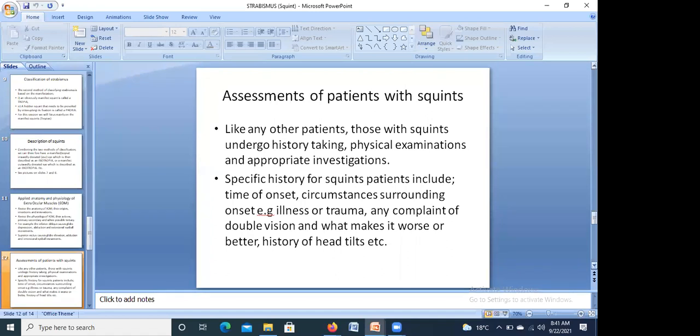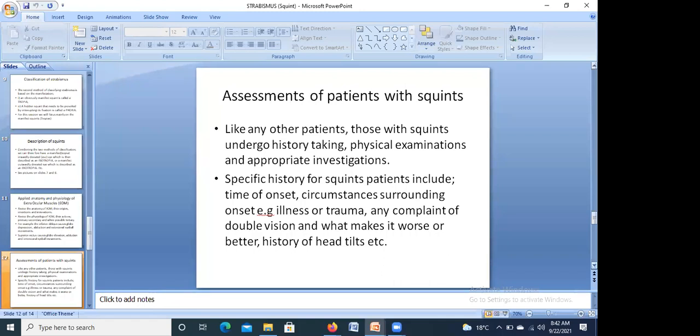The assessment for any patient with squints includes taking a history. The history should include the time of onset and the circumstances surrounding the onset, for example, illnesses or trauma. Ask if they have any complaint of double vision, because if the two eyes are not coordinated, then you start seeing two images of the same object.